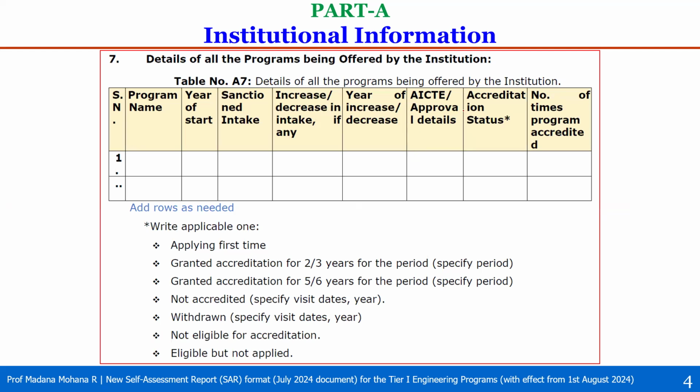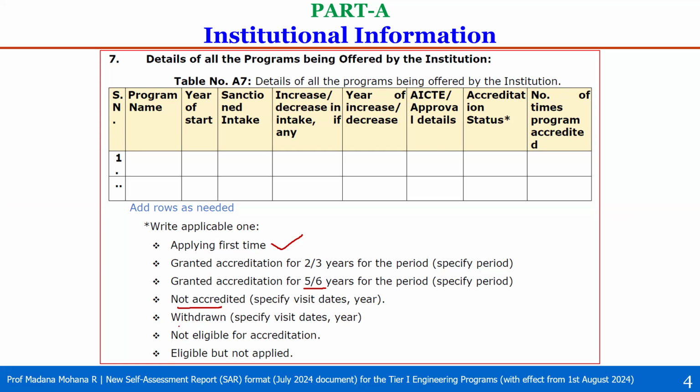approval details. Then accreditation status. For accreditation status, the following options are there, whichever are applicable to you. If you are applying for the first time, you can choose this one. Granted accreditation for 2 years or 3 years, for the period so and so, you have to specify. Then granted accreditation for 5 years or 6 years, for the period from so and so, you have to specify. Then not accredited, if a visit has already taken place but not accredited. If so, the visit dates and year you have to mention.